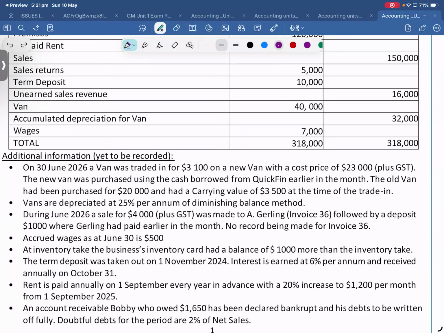See, the old van had been purchased at 20,000. We haven't done anything, that's why it has been given. Okay, shall we do it? Depreciation we'll do later for all the vans. That means they had two vans, including the one they traded in.